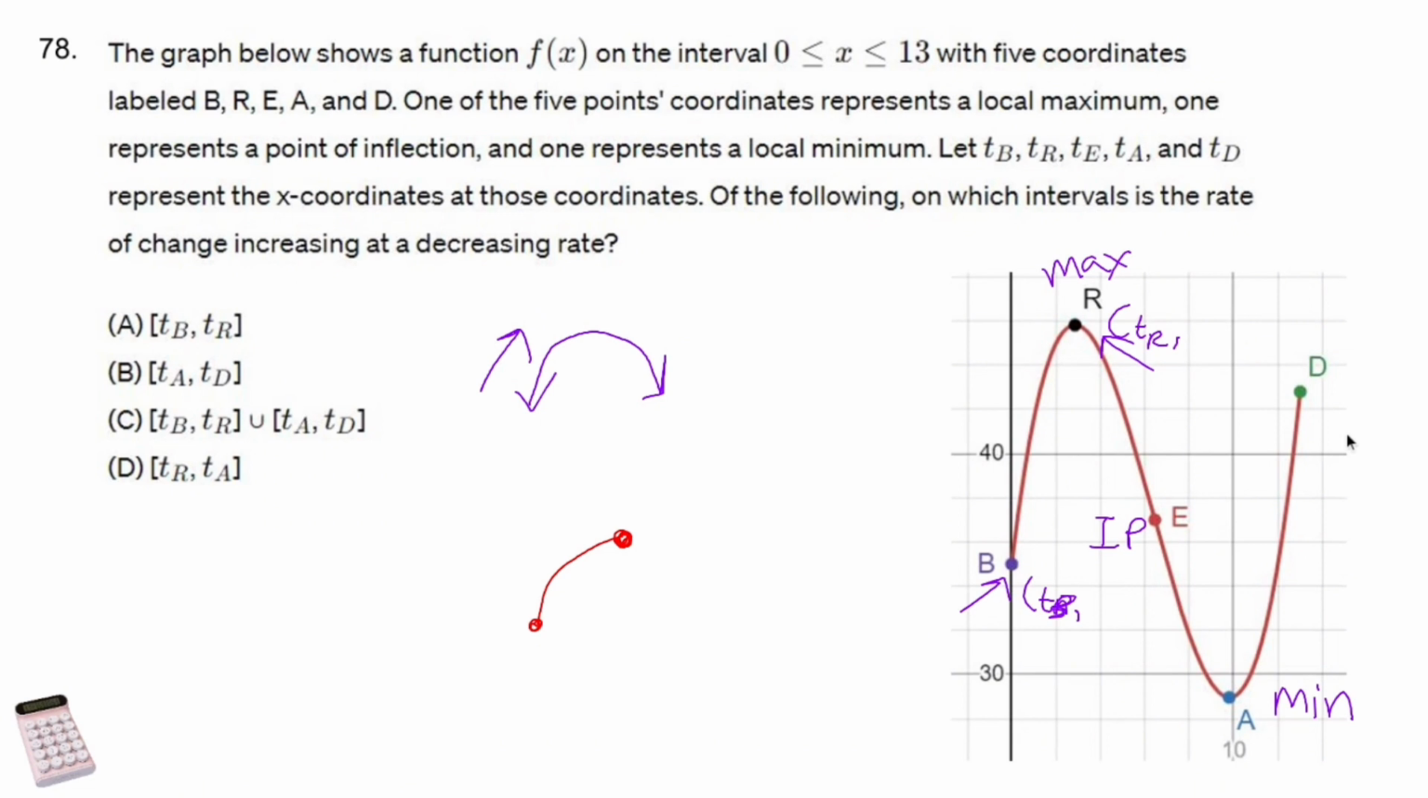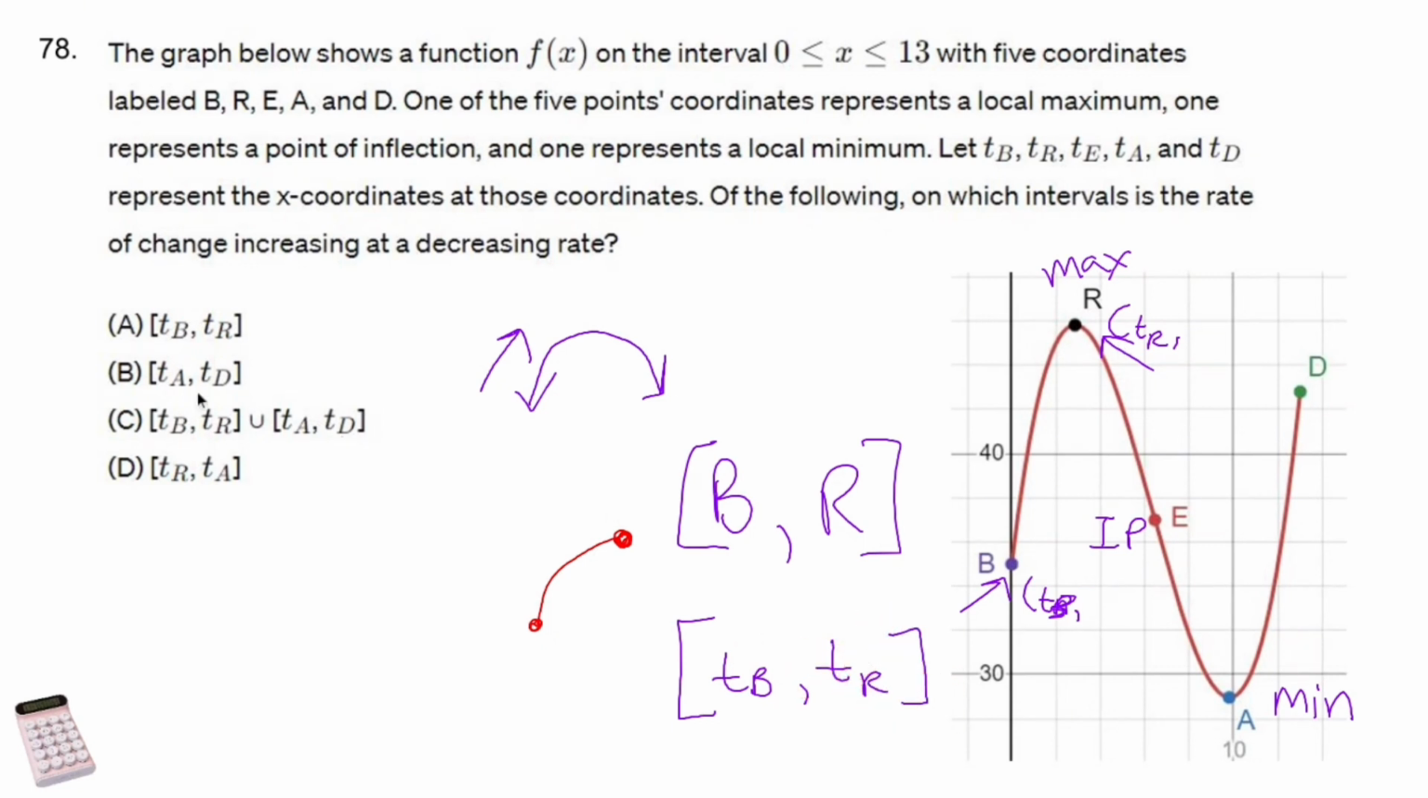This part is concave up, so you are decreasing at an increasing rate, and you are increasing at an increasing rate. So this is what I want: between B and R. They're not going to just say select B and R. They want us to say the x value for B is T sub B, and the x value for R is T sub R. So we're going to select A and only A.